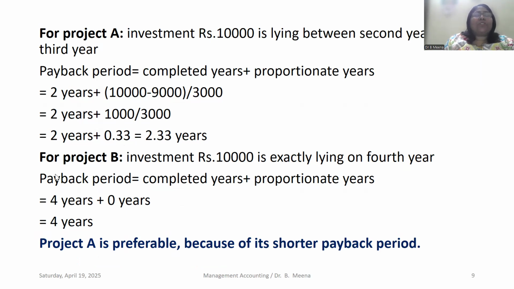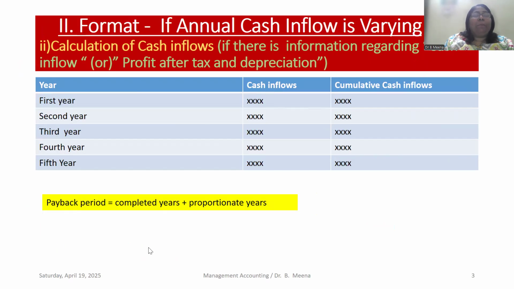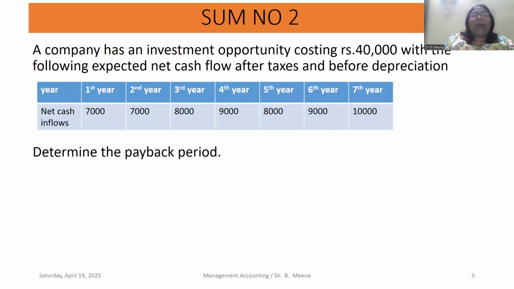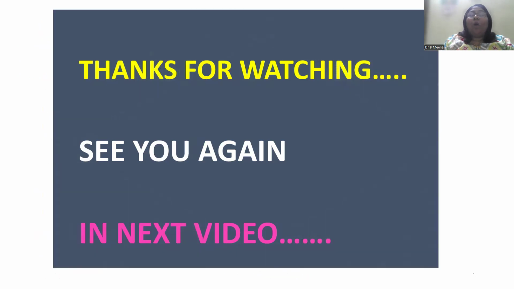So I hope you understand how to calculate the payback period when annual cash inflows are varying, how to calculate the cumulative cash inflows, and how we trace out where the investment is exactly lying, to calculate the payback period using the formula. What is the formula I mentioned? Completed years plus proportionate years. This is how you calculate the payback period where annual cash inflows are varying.